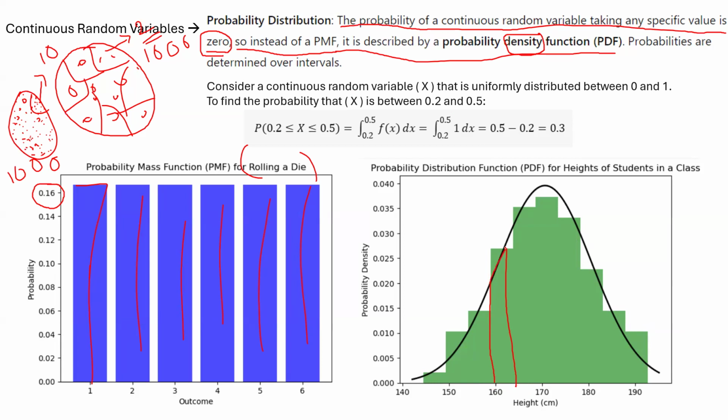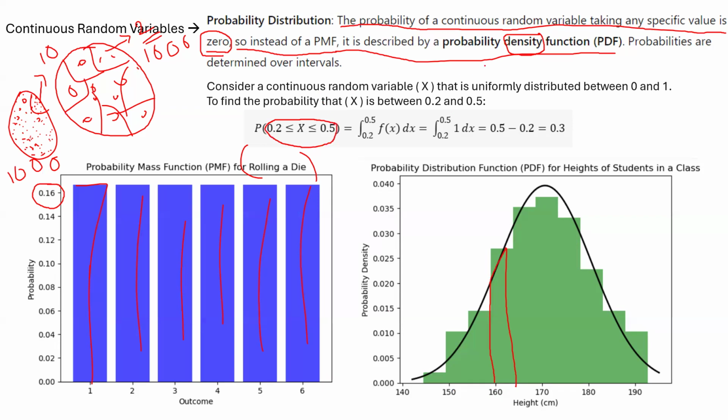Probability mass function will always deal with single values. Probability density function will always deal with a range of values. Look at this: the probability of random variable x taking the value in between 0.2 and 0.5. That is what probability density function means.